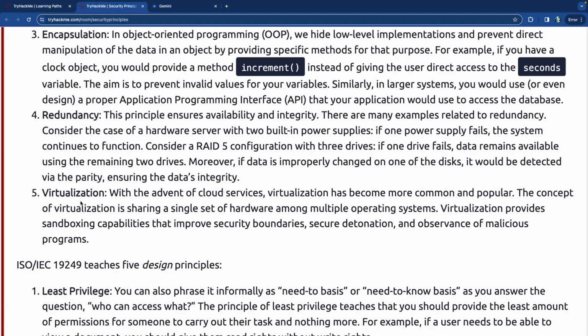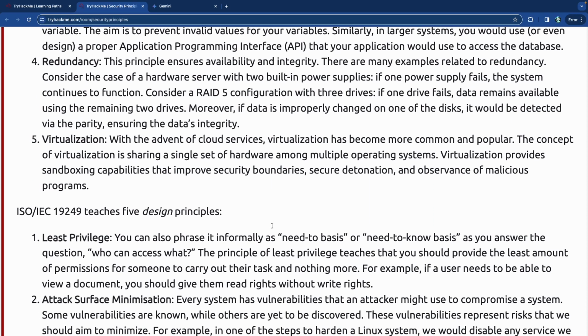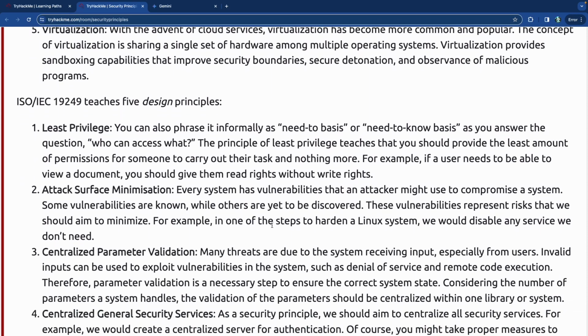And then we have virtualization. With the advent of cloud services, virtualization has become more common and popular. The concept of virtualization is sharing a single set of hardware among multiple operating systems. Virtualization provides sandboxing capabilities that improve security boundaries, secure detonation, and observance of malicious programs. Now we have the design principles.